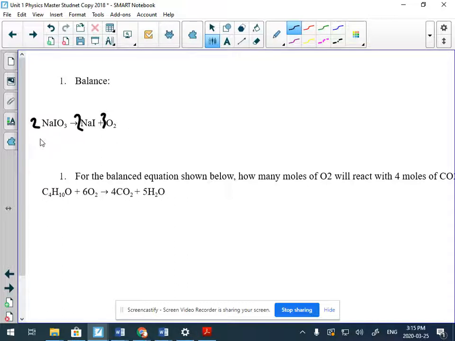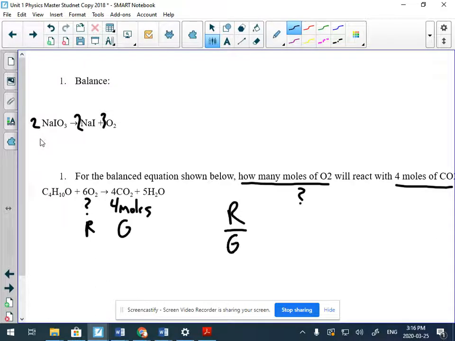Okay, you're also going to have mole-to-mole questions. This question says, for the balanced equation, how many moles of oxygen will react with 4 moles of carbon dioxide? Okay, so we have 4 moles of carbon dioxide. It tells me that's what I have. So this is my given. What I'm being asked to solve for, how many moles of oxygen, that's my question mark. That's my required. So my ratio is always R over G.